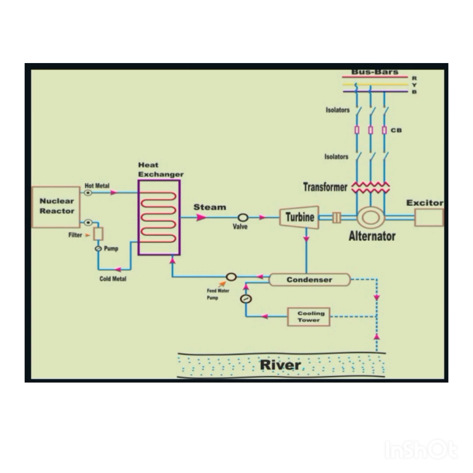Here is a pump which circulates the coolant, hot metal and cold metal, between the reactor and the heat exchanger. And the steam produced is sent to the turbine through the valve. Now, the transformer steps up the generated voltage for transmission. Next are the busbar, isolators and circuit breakers. These are used for power distribution, control and protection.